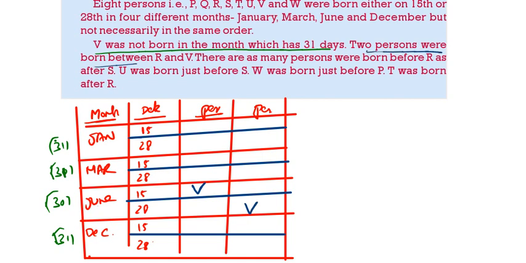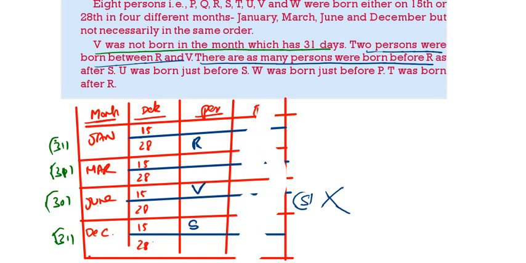Two persons are there between R and V. So here you can take top, here also you should take top R. Then there are as many persons before R as after S. Before R there is only one person, after S also there is one person. Before R there are two persons, after S two persons means here we will get S. So it is not possible. So this one is wrong. The second one is wrong. You strike off this.